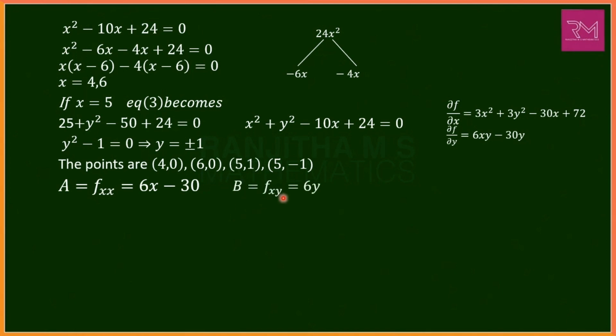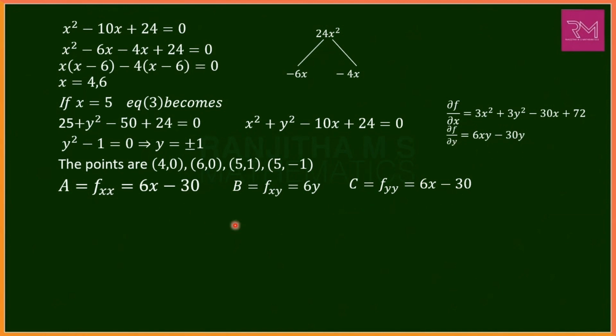Similarly, B is del square f by del x del y. Here we have to differentiate this term with respect to y. This term becomes 0, and 3y square differentiation is 6y. This is our B. Similarly, C is del square f by del y square. Here we have to differentiate this term with respect to y. Hence we get 6x minus 30.